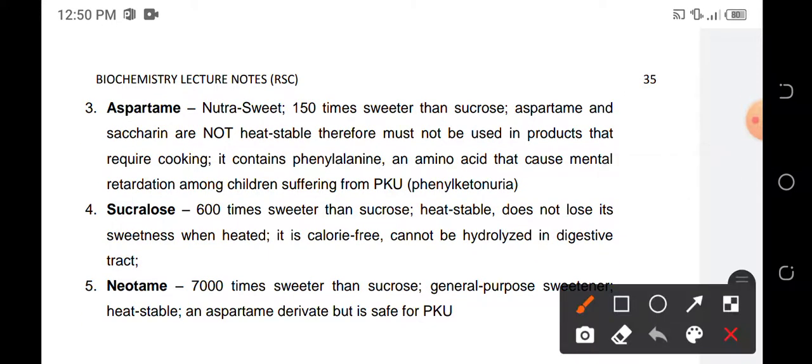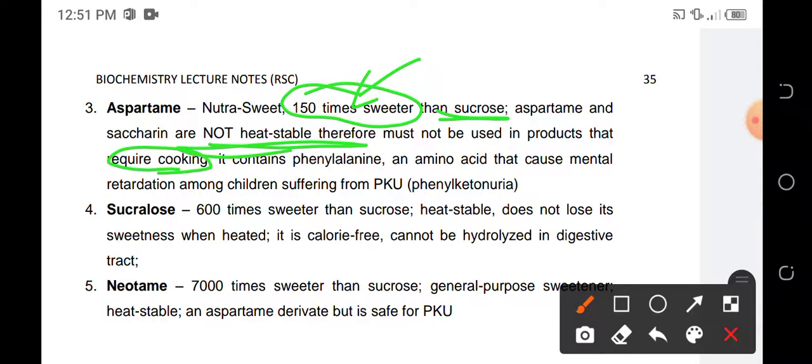Aspartame, on the other hand, is 150 times sweeter than sucrose. Okay, so masyadong sweet ang aspartame. Usually, ginagamit tong aspartame sa mga beverages. Okay? Ang drawback lang ng aspartame and saccharin, they are not heat stable. So, hindi mo siya pwedeng isama if you're going to cook the product, kasi nagbabago daw siya once heat or once cooking is applied.